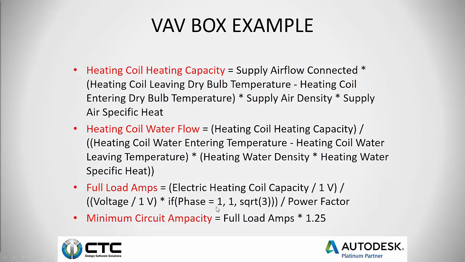If our phase equals 1, then use 1. Otherwise, use the square root of 3. Take all that and divide it by the power factor. So it might look a little complex, but these are things you do every day automatically. And we can then take our minimum circuit ampacity and multiply it by 1.25.